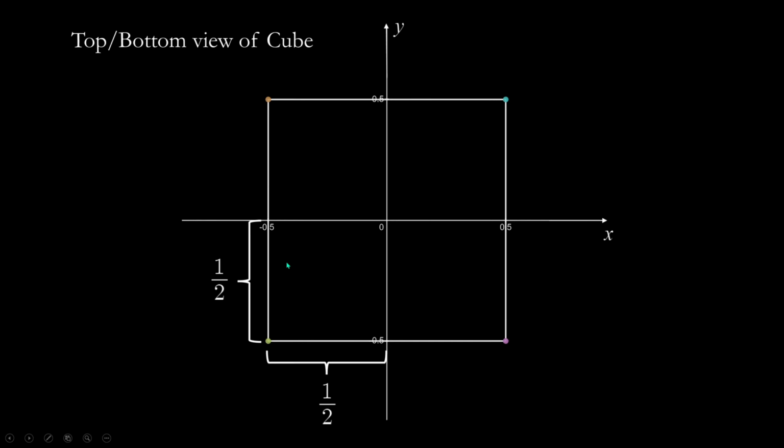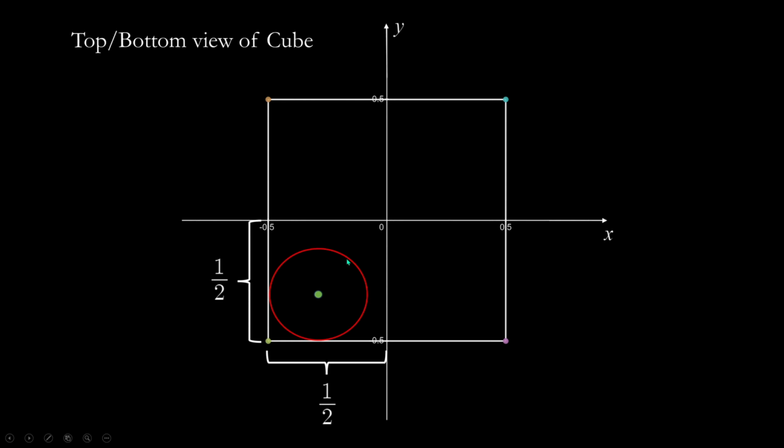All right, so now we're going to be looking at the projection of the cube into the XY plane, or you can think of it as a top view of the cube. Since the cube has a side length of 1, the distance from here to here will be 1/2, and the distance from here to here will also be 1/2. So here we're working in the quadrant where both x and y are negative.